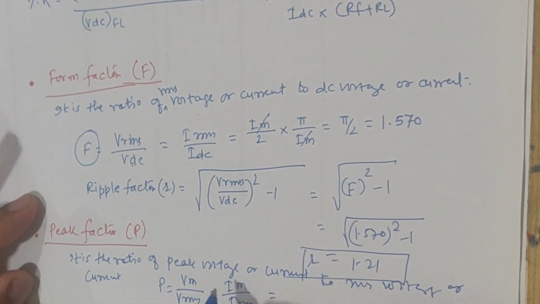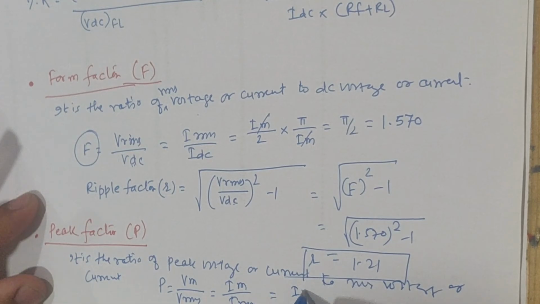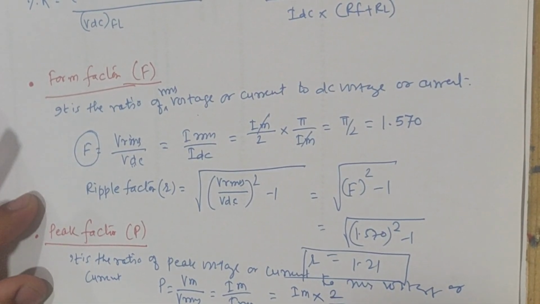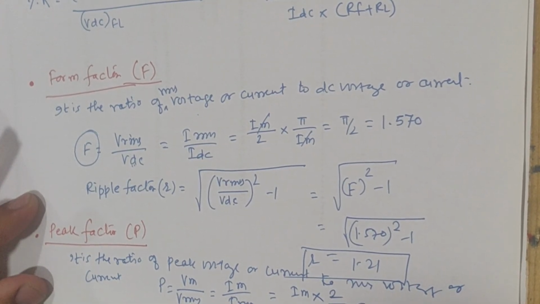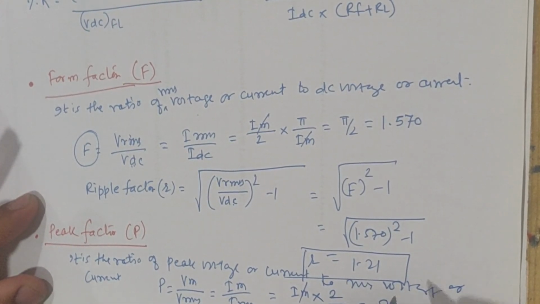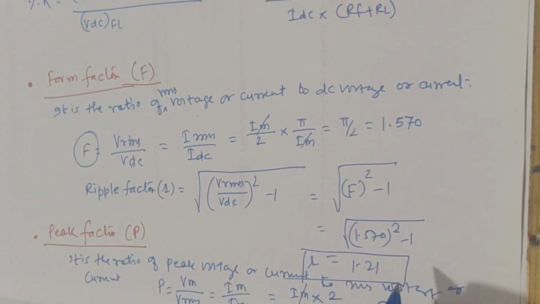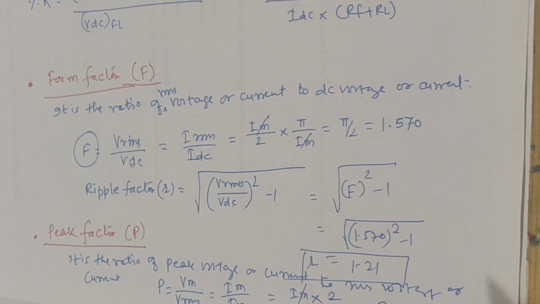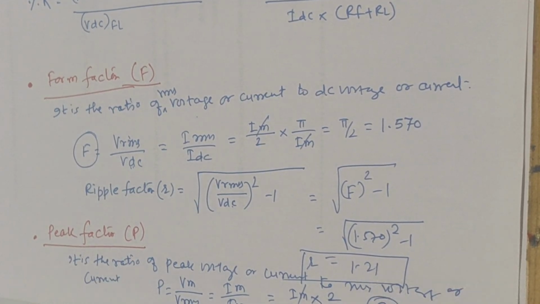Let us put the values. Im as it is, multiplied by IRMS is Im by 2, so Im cancels and the value comes out to be 2. So the standard value of the peak factor is 2.